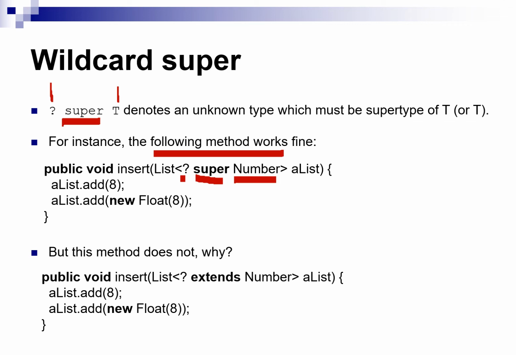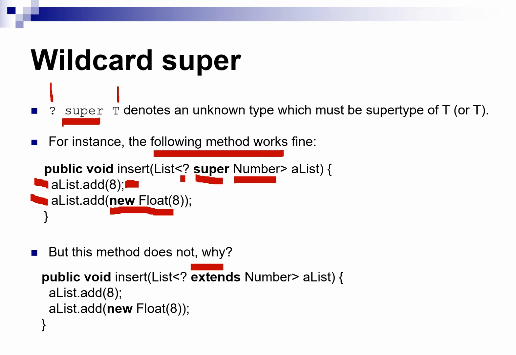And in this way, I know that I can, for example, add this 8 here, because this will be boxed into an integer, and an integer is a number, and therefore an integer can be added to a list of numbers, right? We are safe. And even if the list that I pass here is a list of objects, then I can add a number here. And in addition, I can, for example, add a float, because a float is a number, and adding a float to a list of number or to a list of object is okay.